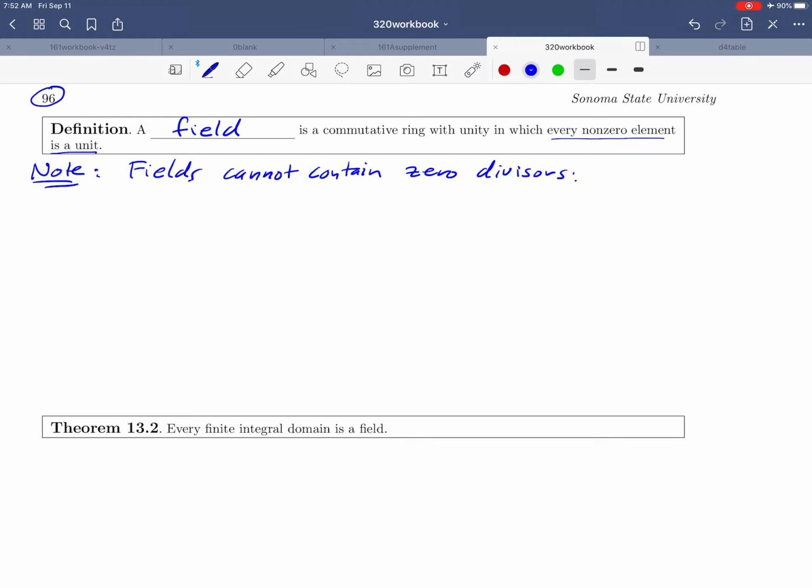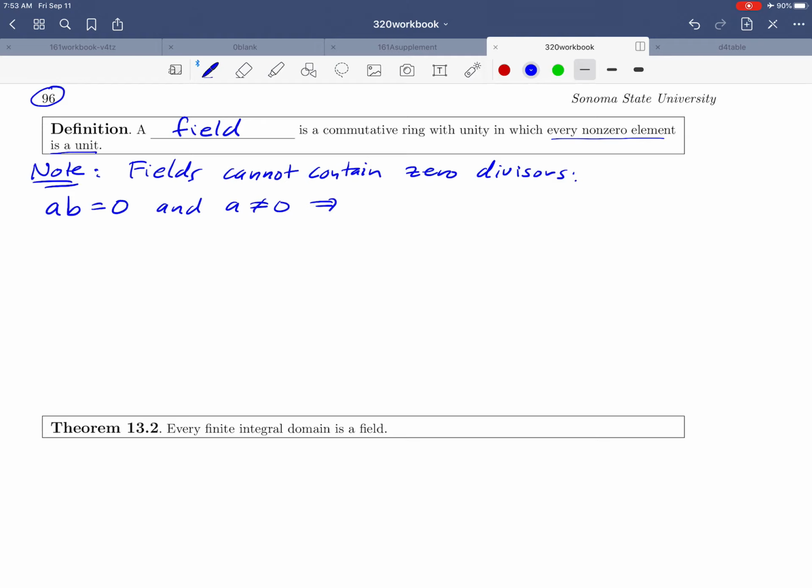We may have to think a little bit about why this shows that we have no zero divisors. Here goes. Let's suppose that we know that AB is equal to 0, a product of two things in our field equals 0, and that A is not equal to 0. Well, if that's true, then A has to have an inverse relative to multiplication, because in a field, every non-zero element has an inverse.